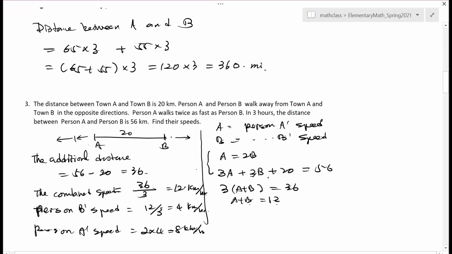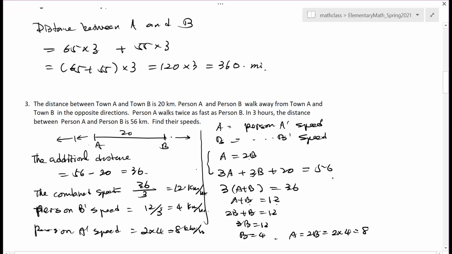So A plus B is 12. Then you replace A by 2B, then you get 3B equals 12, then B equals 4. Then A equals 2B, so 2 times 4, which is 8. So as long as at the very beginning you set up the correct equations, then the remaining part is just algebra, just solve it.